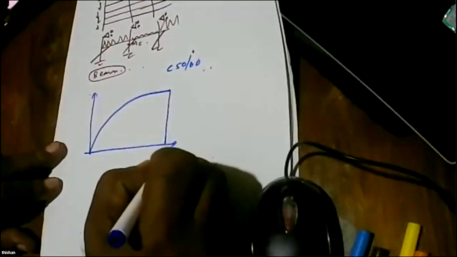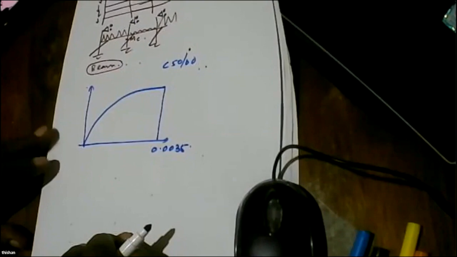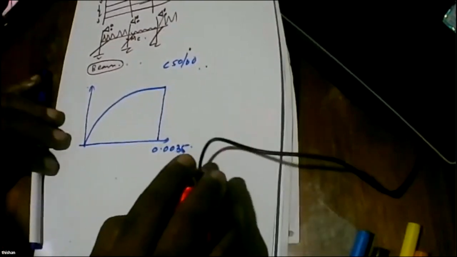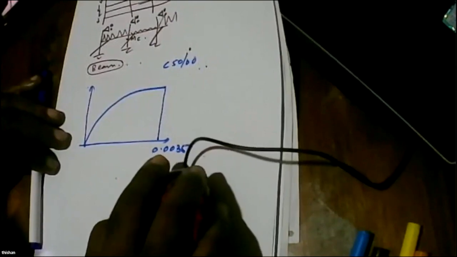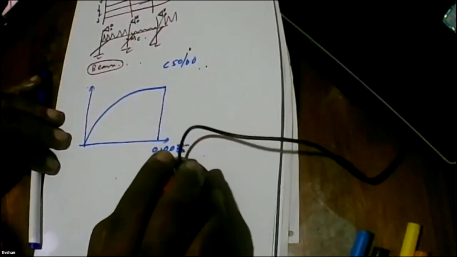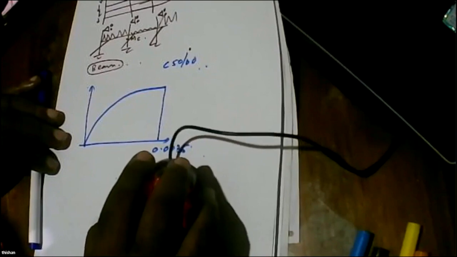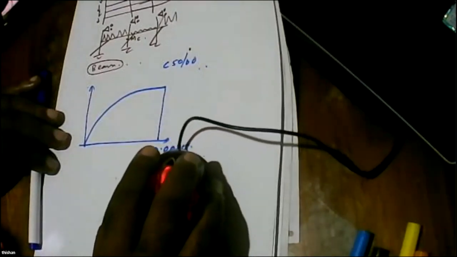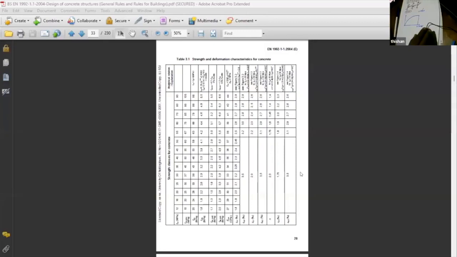Up to C50/60 concrete, the stress strain curve will be like this with 0.0035. But if it is stronger than 60 megapascal concrete, in one of the initial tables of the code, how things vary is given. I'll show you in a moment. As soon as I open the Eurocode, I can show you that. Are you familiar with this table?